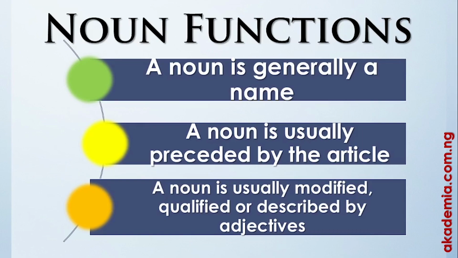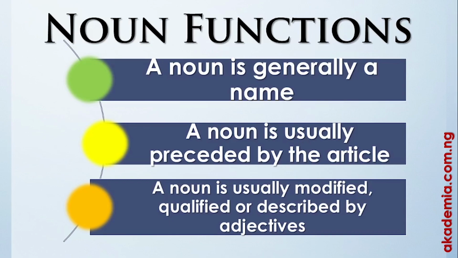The first thing here is that a noun is generally a name. Anything that is a name is a noun. It is certain that once something has a name, that name is a noun. It is nominal in nature. So a noun is generally a name. That is one way to identify a noun.